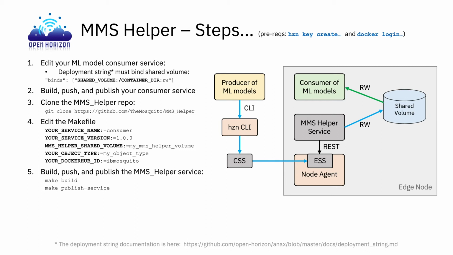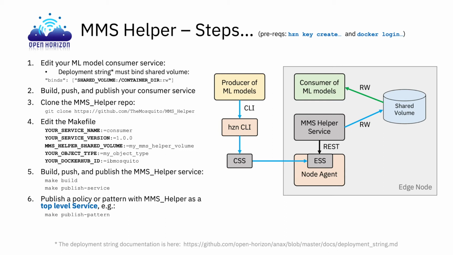So note that at the very top of the page, I stated a couple of prerequisites. Top right here, you have to run hzn key create first to build your own signing key for cryptographically signing your workloads. And you need to docker login so that when it attempts to push to Docker Hub, it will succeed.